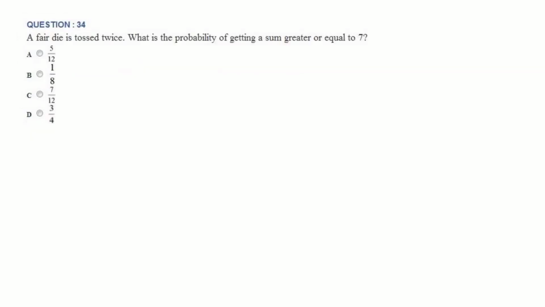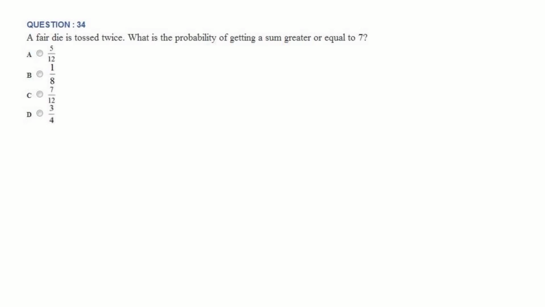A fair die is tossed twice. What is the probability of getting a sum greater or equal to 7? Now, follow along as we approach this problem.